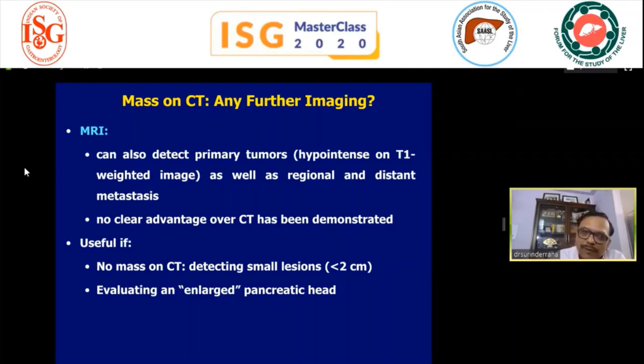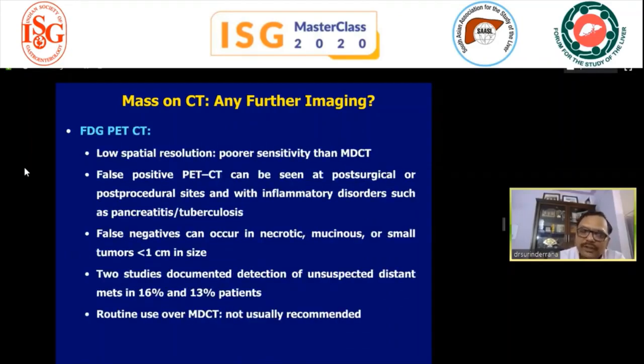For example, if you have done a CT, you don't clearly see a mass. MR has got a better spatial resolution, so small lesions can be better picked up on a contrast-enhanced MR. And many times we find that there is a mildly dilated pancreatic duct or a mildly dilated CBD, and then there is diffusely enlarged pancreatic head. In such situations, a MR would be useful, and you can do a MR after doing a CT scan. But otherwise, in rest all situations of pancreatic space occupying lesions, MR has no added advantage over a CT scan.